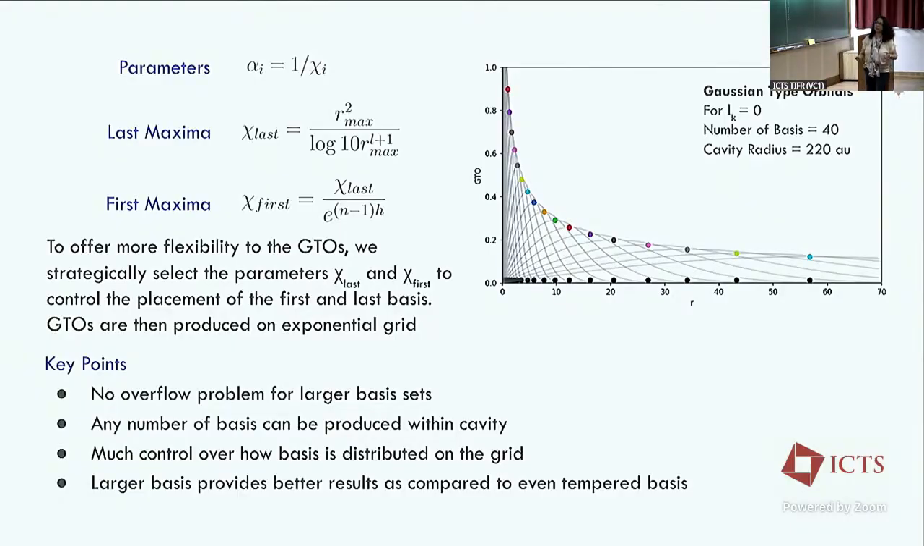The advantage is that with this kind of adaptive basis set, we were able to produce as many Gaussian bases as possible. Currently, the limit which theoretical physicists have is that they cannot produce beyond 40 basis functions using GTOs, but we were able to produce about 70 GTOs using these techniques.